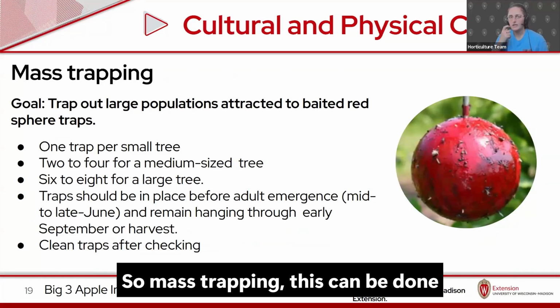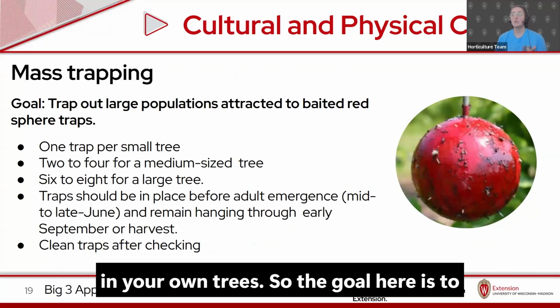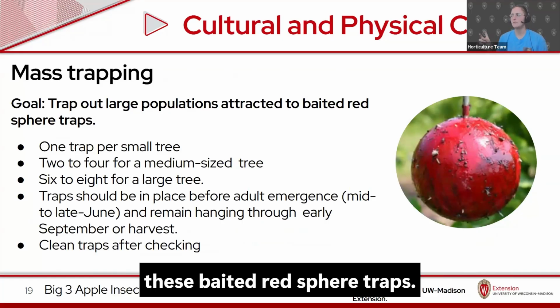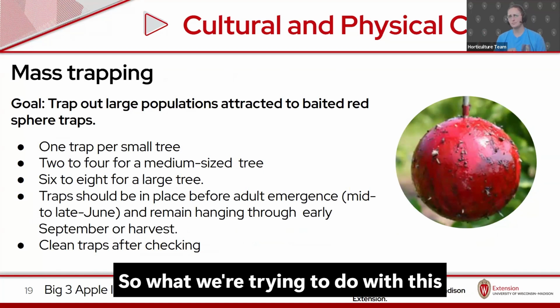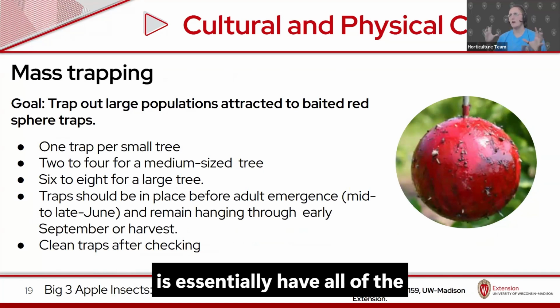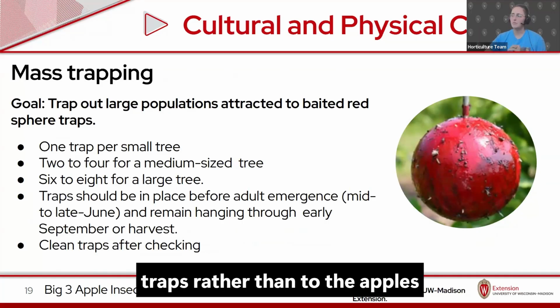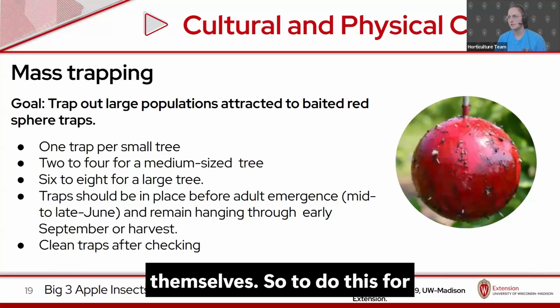So mass trapping, this can be done in your own trees. The goal here is to trap out large populations attracted to these baited red sphere traps. What we're trying to do is essentially have all of the adult females come to these traps rather than to the apples themselves.